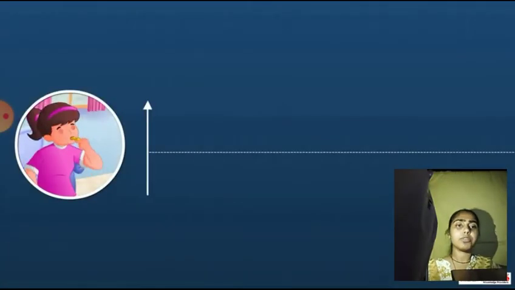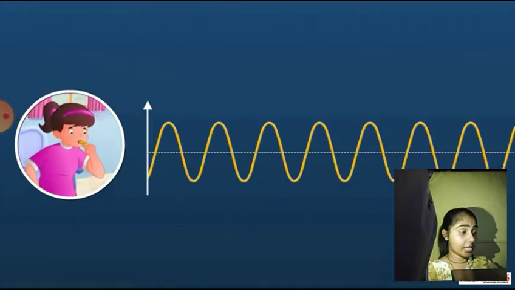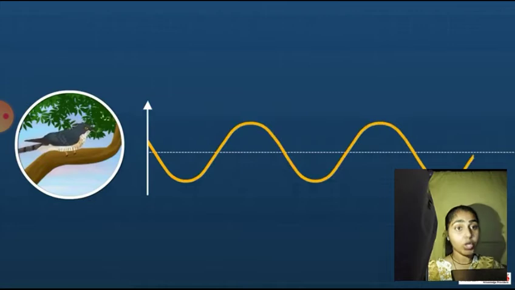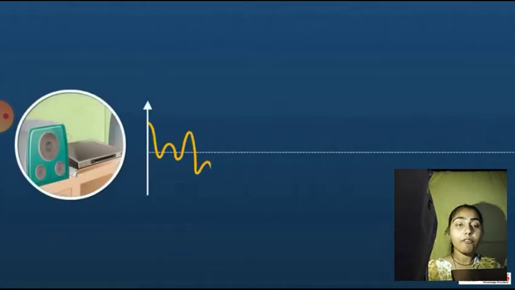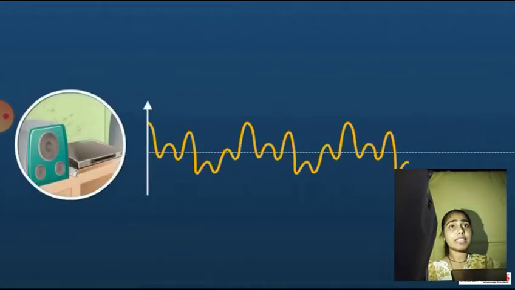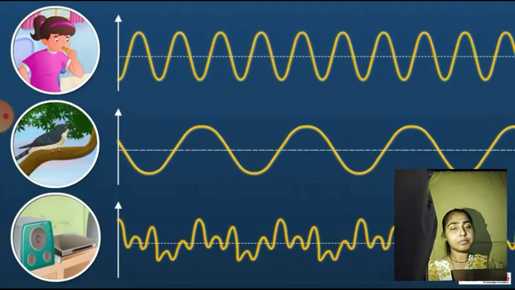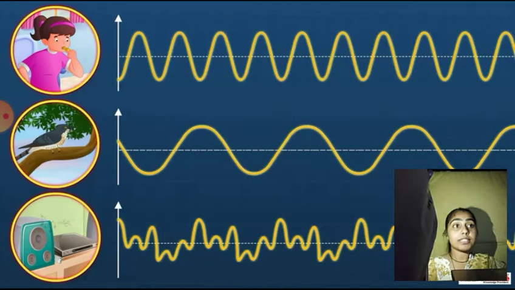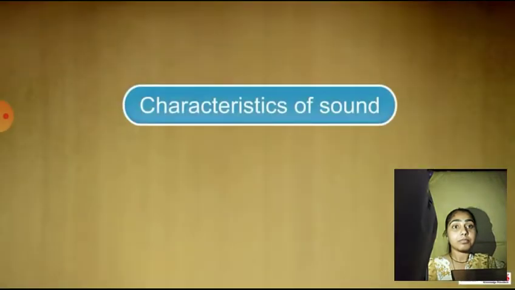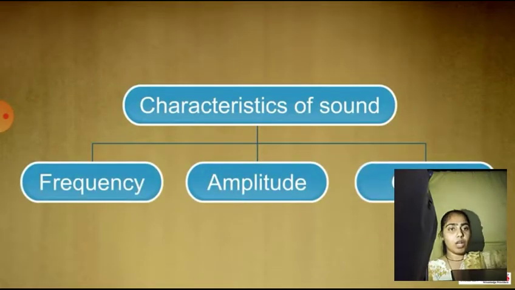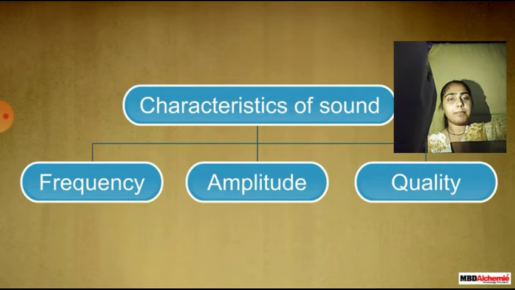All sounds can be represented by waves. We can see that some shrill sounds as well as some pleasant sounds can all be represented by waves. So there are three characteristics of sound. The first is amplitude, the second is frequency, and the third is quality.